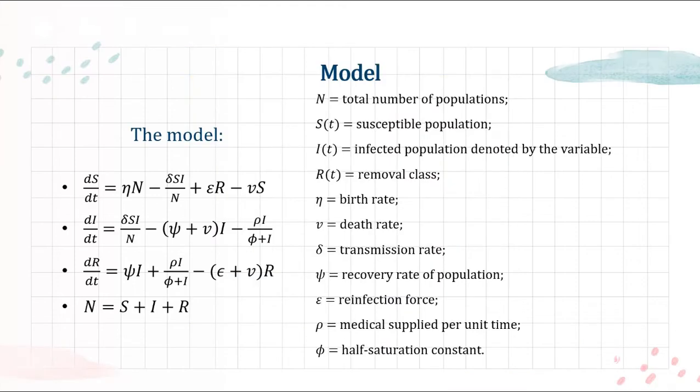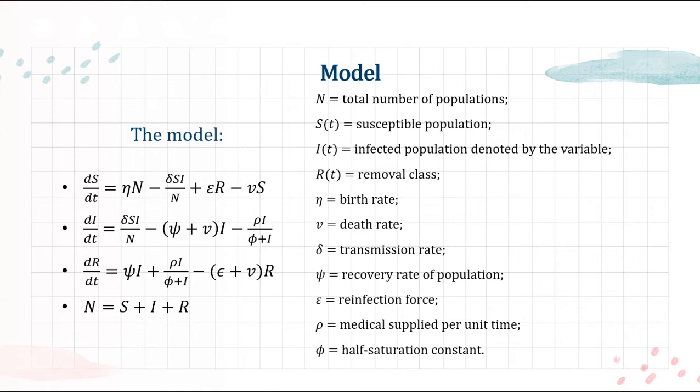This is the model, which is made up of 4 ordinary differential equations, where N represents the total number of populations, S(t) represents the susceptible population, I(t) represents the infected population, R(t) represents the removal class, eta represents the birth rate, v represents the death rate, delta represents the transmission rate, phi represents the recovery rate of population, epsilon represents the reinfection force, rho represents the medical supply per unit time, and phi represents the half saturation constant.